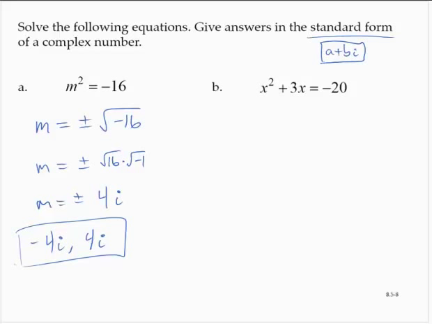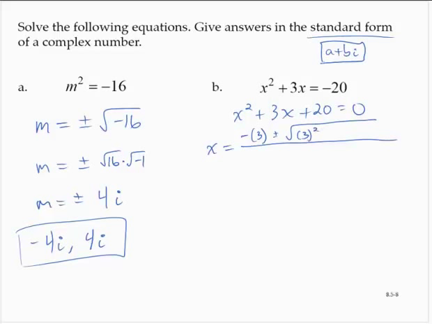x squared plus 3x is equal to negative 20. Well, it's quadratic. I can't use that square root property here, so instead I'm going to use the quadratic formula. But to do that, I have to get one side equal to 0. So adding 20 to both sides, x squared plus 3x plus 20 is 0. Now I'll apply the quadratic formula. So x would equal the opposite of 3 plus or minus the square root of 3 squared minus 4 times 1 times 20, over 2 times 1.